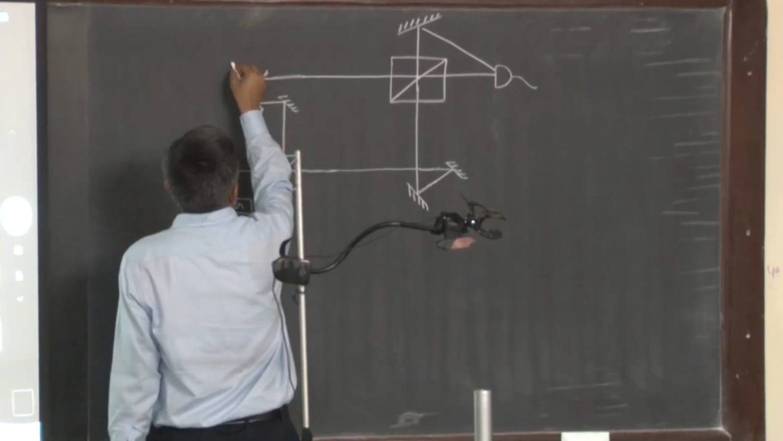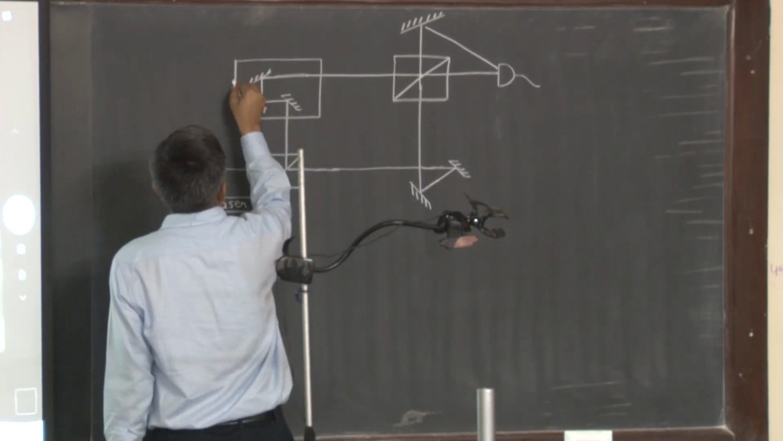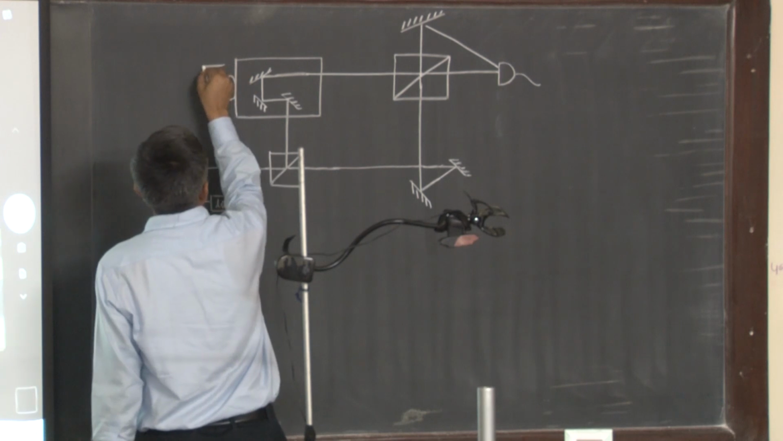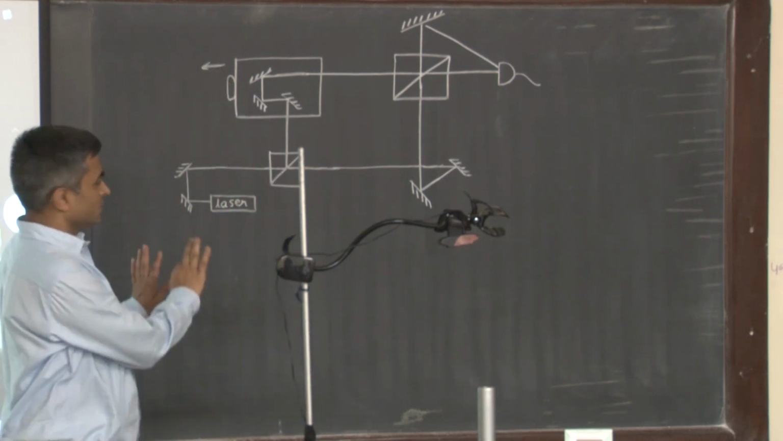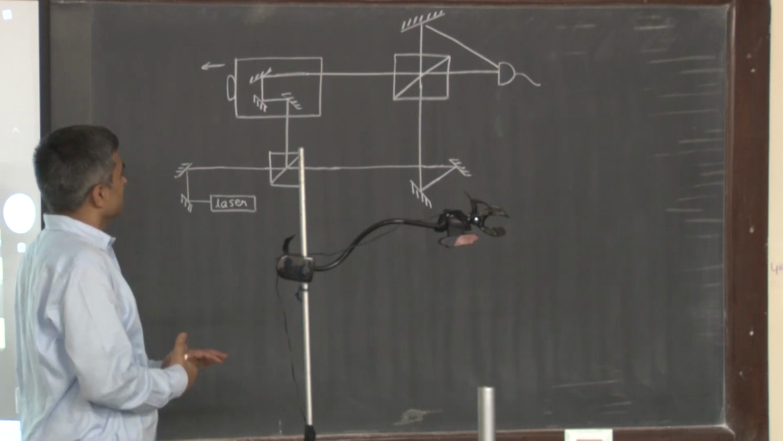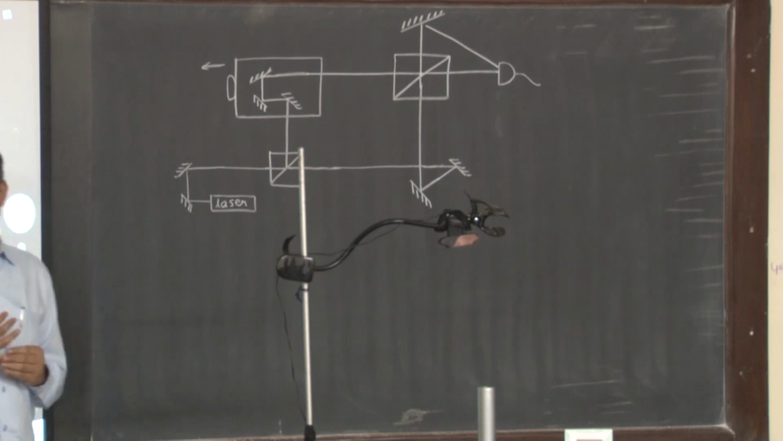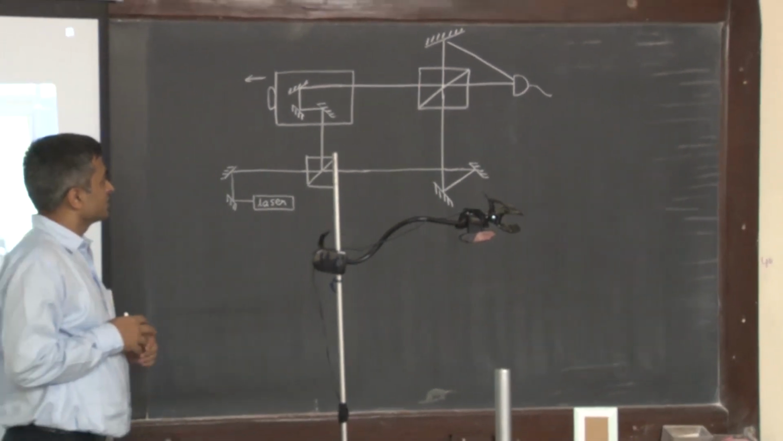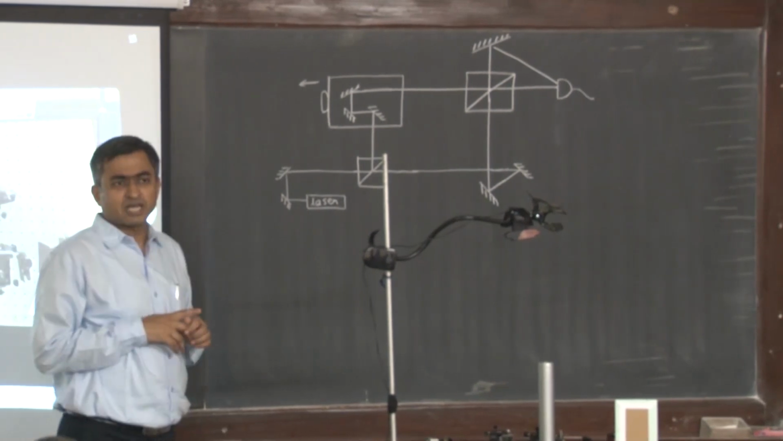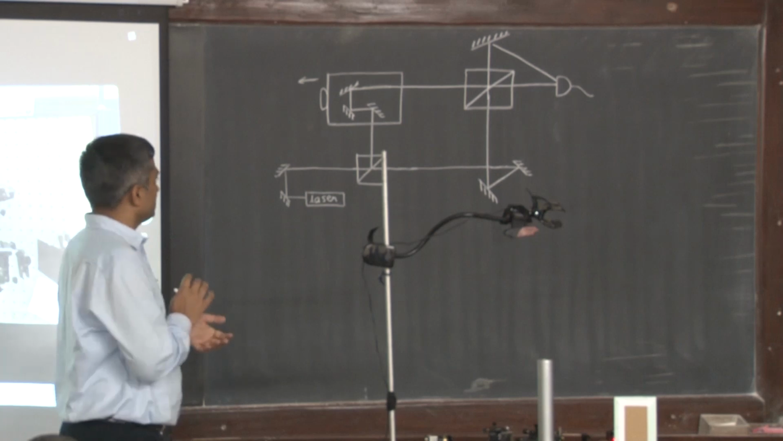And this entire arrangement is on a micrometric stage that can be moved back and forth. So that is the setup. This is the setup we use for studying temporal coherence or temporal fringes. But here we are using this to actually get you spatial fringes. How do we do that?